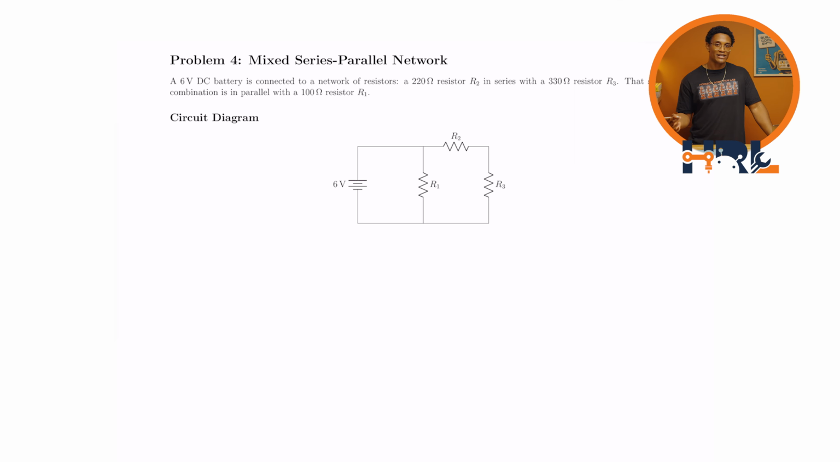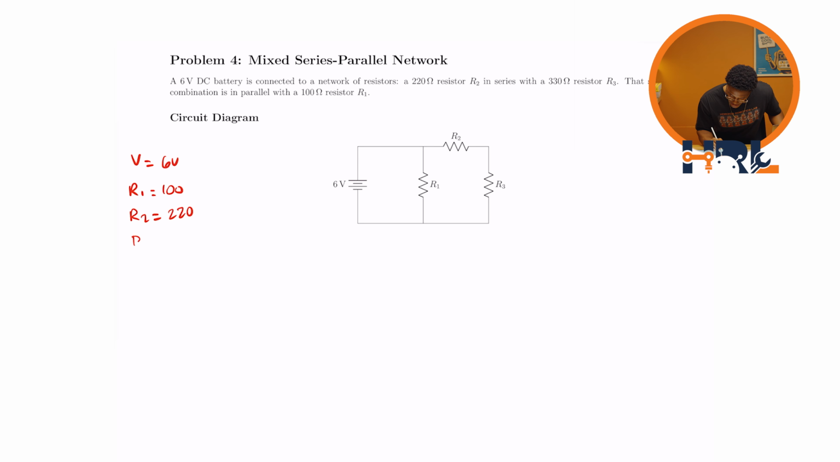Let's start off by writing down what the problem statement has given us. We know that the voltage in our circuit is 6 volts. We know that R1 is equal to 100 ohms, R2 is equal to 220 ohms, and R3 is equal to 330 ohms. The goal of this problem is to figure out what the total current is and what the voltage drop through each resistor is, like the previous problems we've been doing.